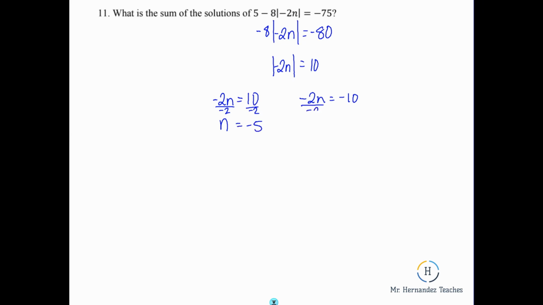Divide this one by -2, and we're going to get n equal to +5. So what is the sum? Well, -5 plus 5, that gets me 0. So my sum is actually 0. Make sure you go back and you answer, what is the sum?